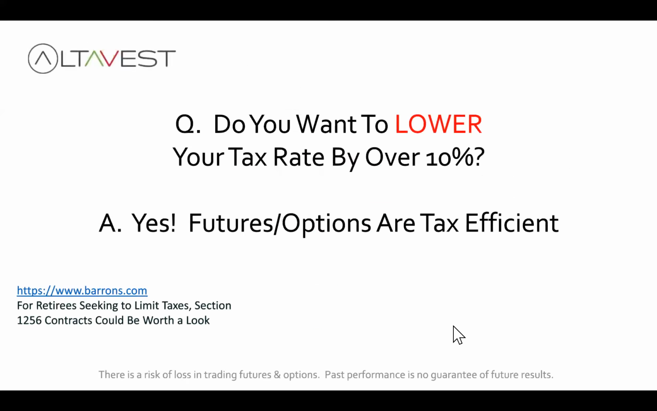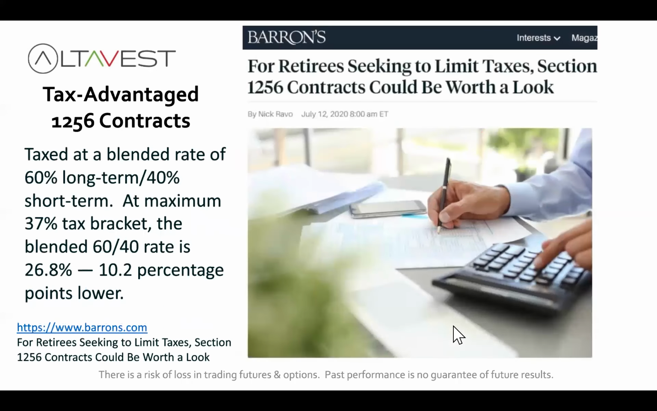So a few FAQs. Do you want to lower your tax rate? Yes, futures and options are tax efficient. If you didn't know it, the IRS treats them differently. They're called 1256 contracts. But all you need to really know is they're taxed at a blended rate. 60% of your gains are taxed at the lower capital gains tax rate.